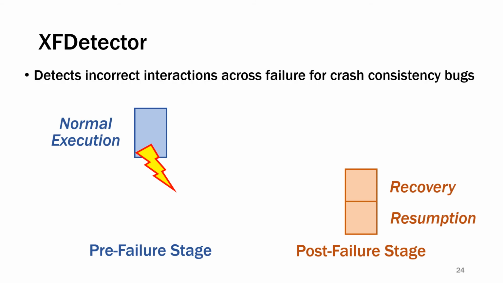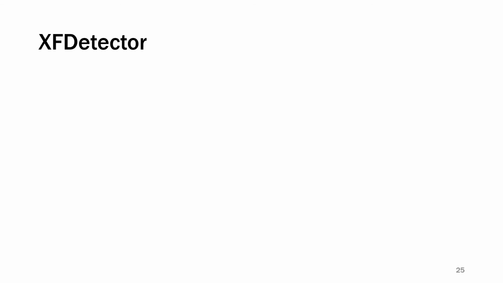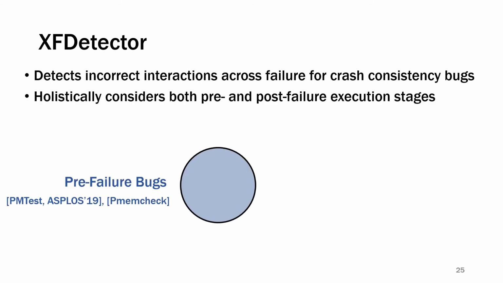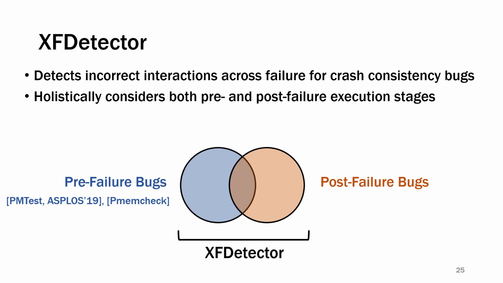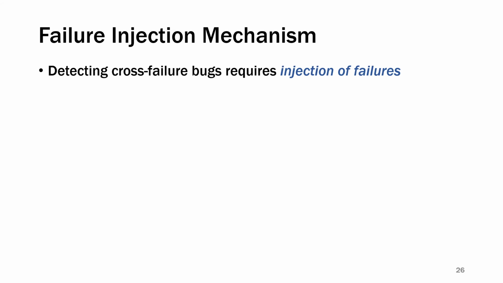XFDetector is a tool that detects incorrect interactions across failure for cross-consistency bugs. Unlike previous works that only detect one stage, that is, the stage before failure, XFDetector holistically detects both stages. As such cross-consistency bugs are due to failures, we need to introduce failure during the program execution and perform testing.